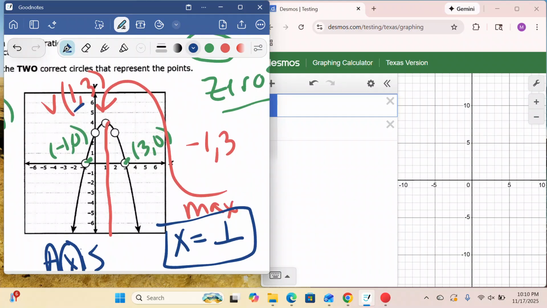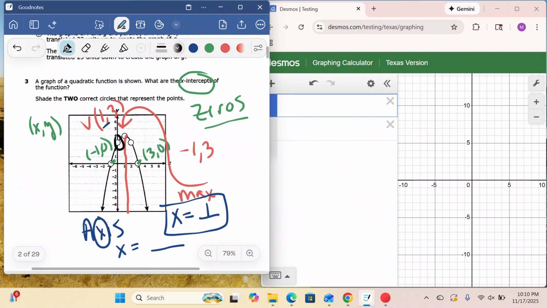And the last thing we have to know about this quadratic is the y-intercept. In black you will see the y-intercept, and it is 0, comma, I believe, 3. So those are the criteria for this quadratic.